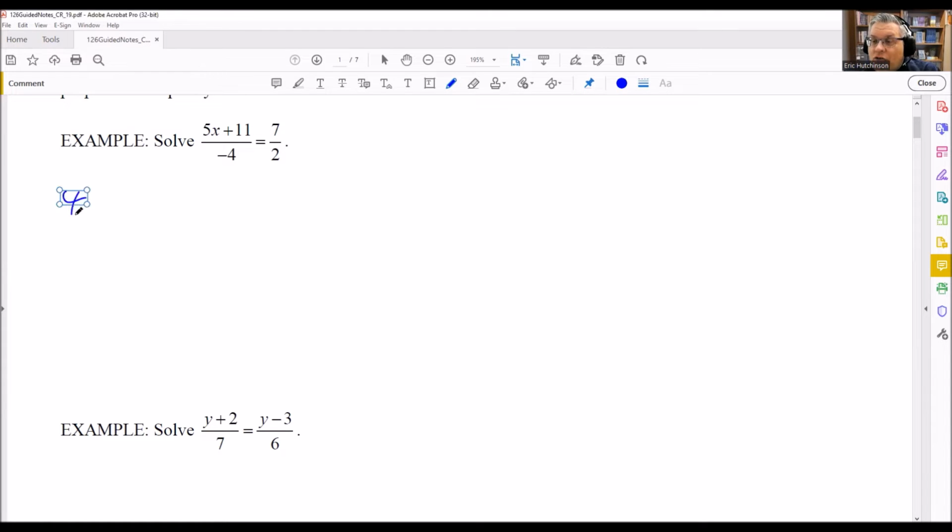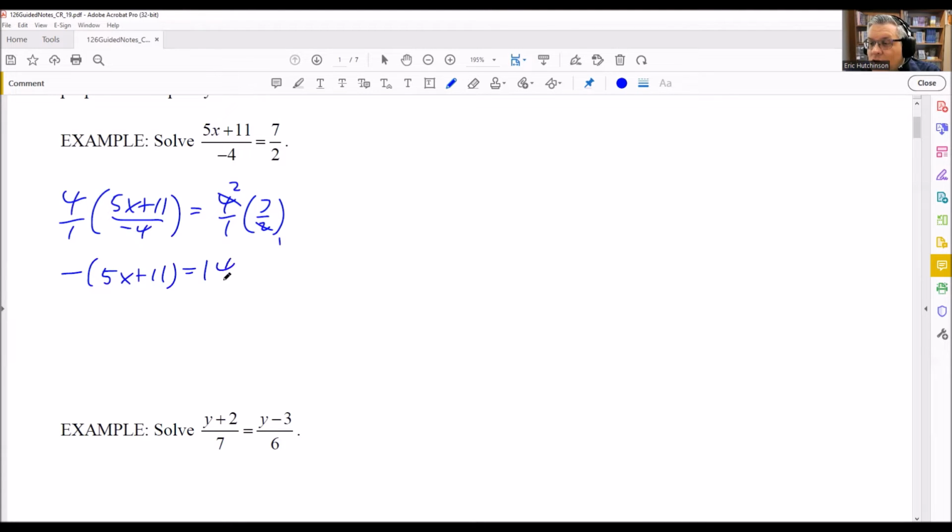So I'm going to put a 4/1 here, and I'm multiplying it by what I currently have there, the 5x plus 11 over -4. And then on this side, I'm going to put a 4/1 also, and I'm multiplying it by 7/2, which is what we have here. Now the 4's are going to cancel out, but the negative is still there. So really we have negative times 5x plus 11, and that's going to equal, now here, you can reduce this. 2 divided by 2 is 1, and 4 divided by 2 is 2. So then we just end up with 14.